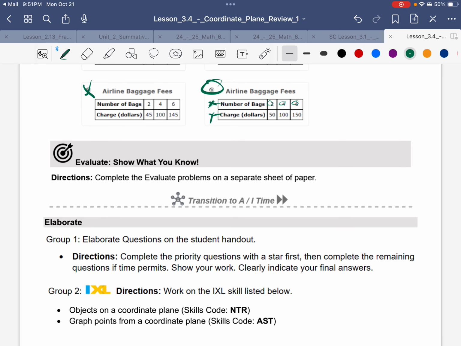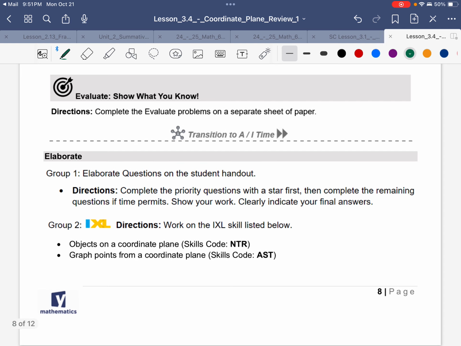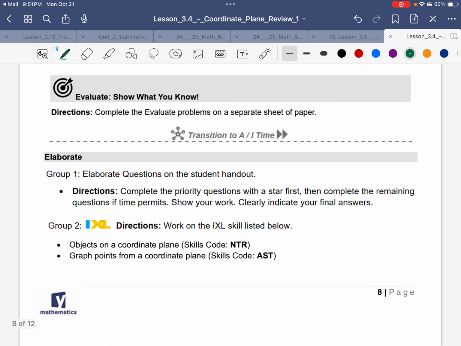Also get with your teacher to see which group you're going to be working towards. Especially for my class, we're all going to do the elaborate questions, and then we're going to move to IXL for a little additional practice there. And if you need to do something otherwise, your teacher will give you those instructions. So let's jump into the elaborate.